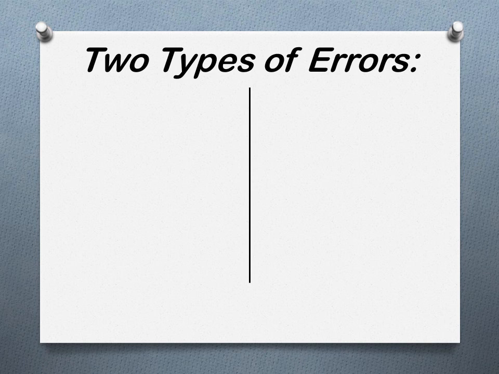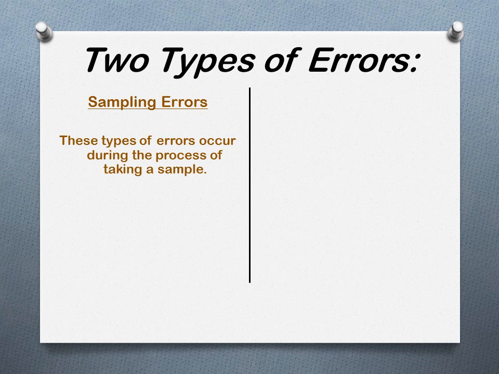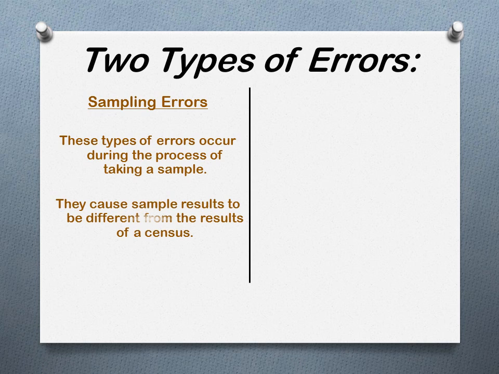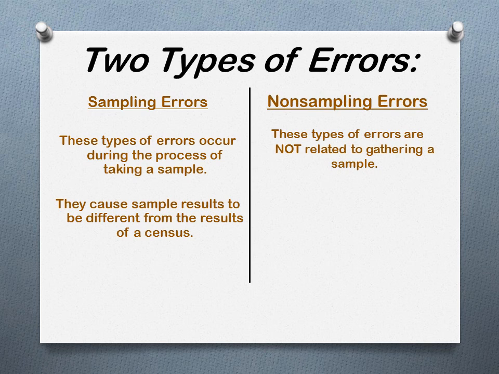There are two types of errors that we're going to look at. First one is called sampling errors. These types of errors occur during the process of taking a sample. This is what causes sample results to be different from the results of a census. The other type are called non-sampling errors. These types of errors are not related to gathering a sample. And these errors can occur even if you did take a census.